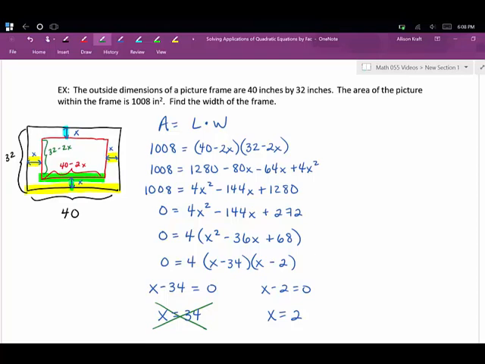Let's make sure that we've answered the question. They want us to find the width of the frame, just the border around, and we labeled that to be x in our diagram. We've solved for x. This is our answer. The only thing we need to do is put a unit on it. The width of the frame is 2 inches.